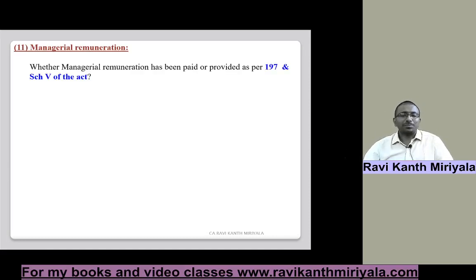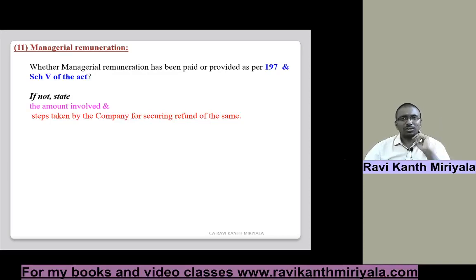Whether managerial remuneration has been paid or provided as per section 197 and Schedule 5 of the Act. If not, state the amount and steps taken. Now sometimes what happens: salary we will be paying monthly. Say, for example, I paid 1.5 crore rupees to some managerial personnel for a year. But at the end of the year, I calculate the profits as per 198, and as per the profits and the percentage, it came to 1.4 crore only that you are supposed to pay. But you have already paid 10 lakh excess. Now what steps have you taken? You have to get it back. You have to collect it.